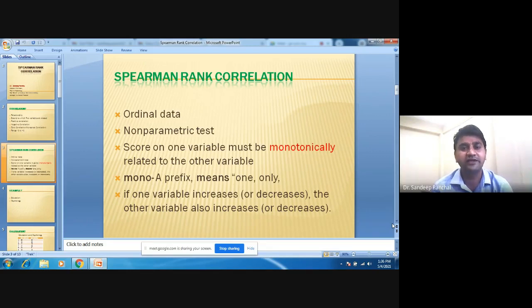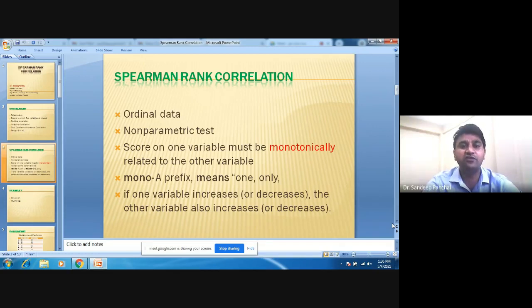We can also apply the Spearman rank correlation to data related to nominal or classificatory categories. So the first requirement for Spearman rank correlation is that the data should be at least ordinal, meaning it should be in orders or ranks. That is why it is known as Spearman rank correlation.